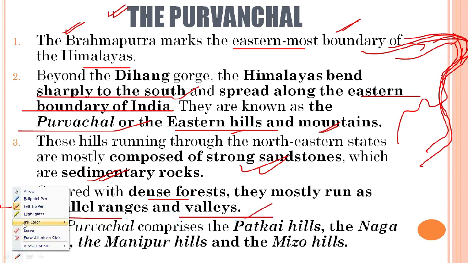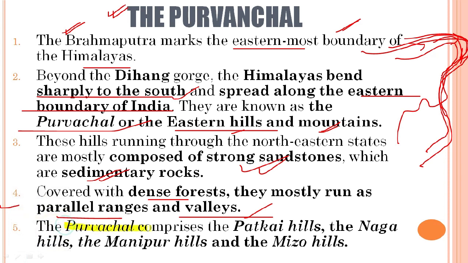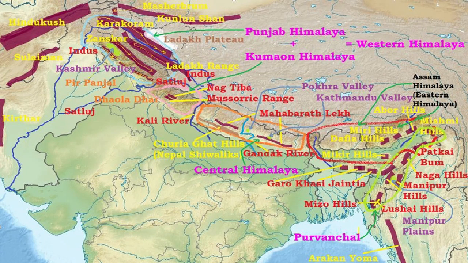Now fifth important point is the Purvanchal comprises the Patkai Hills, the Naga Hills, the Manipur Hills and the Mizo Hills. Students, do you find anything which you already know in the point 5? Yes, the Naga Hills, we see the Nagaland, the Manipur Hills, we see Manipur, and in the Mizo Hills we will find which state of India? Yes, Mizoram.